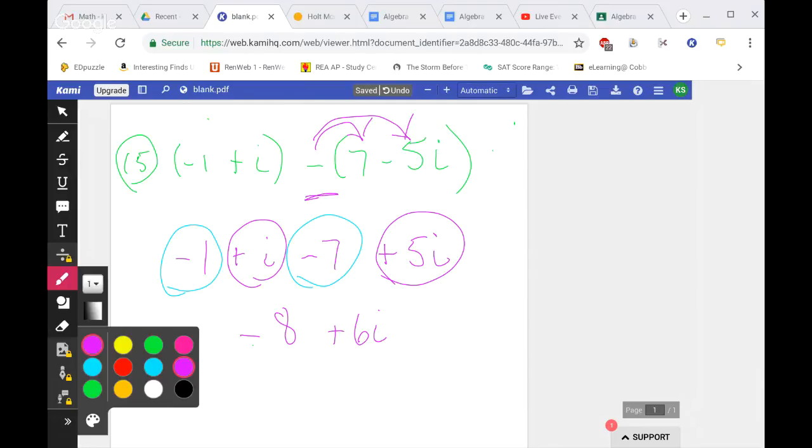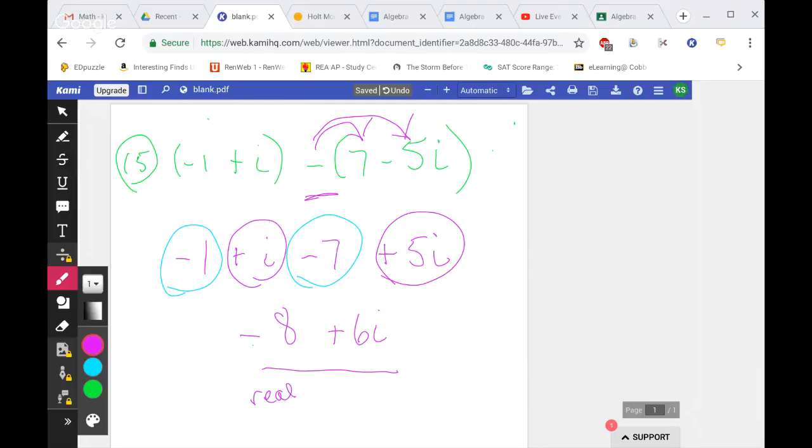And I do want to make sure that you guys know your answers really should be in standard format. Standard format is when the real number is first, followed by an operation of some sort, plus or minus, okay? And then the imaginary number goes last. So that's standard format. So you always want to make sure that that real number is first.